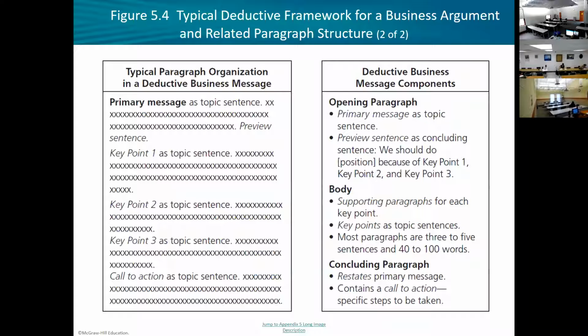As far as what it physically looks like, we will see the primary message as the topic sentence in your opening paragraph. And then you'll see each of the key points as topic sentences to additional paragraphs in the body. And lastly, you'll see a concluding paragraph which restates the primary message and contains a call to action.